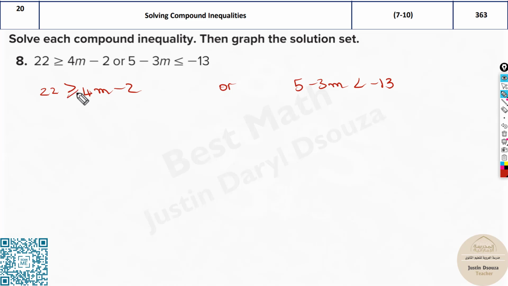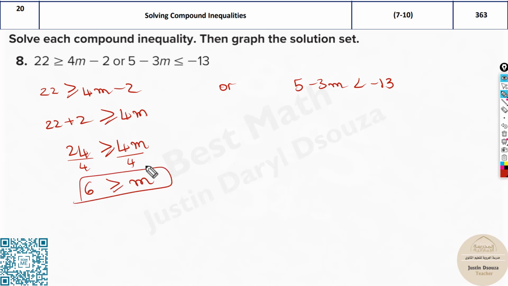Whenever we have inequality, don't move this m, just move the alphabet, numbers to the other side. 2 to the other side, minus 2 becomes plus 2, greater than or equal to 4m. And here we have 24 greater than or equal to 4m. Divide both the sides by 4. You're going to get 6 over here, and then greater than or equal to m. So 6, this is the first answer.